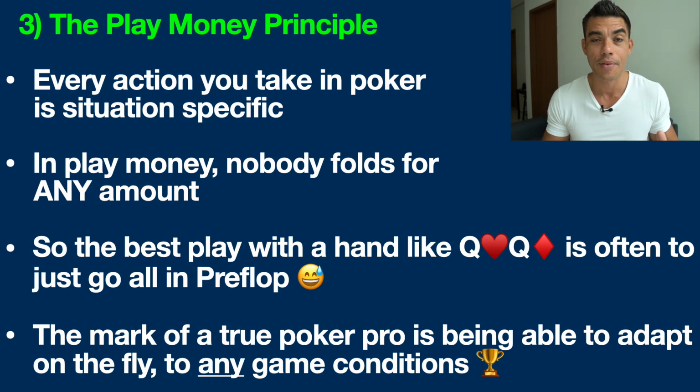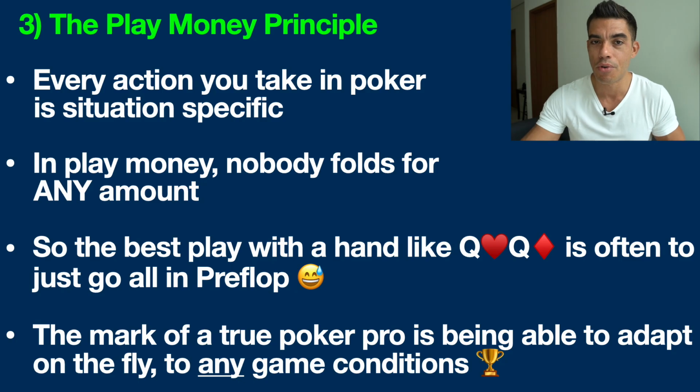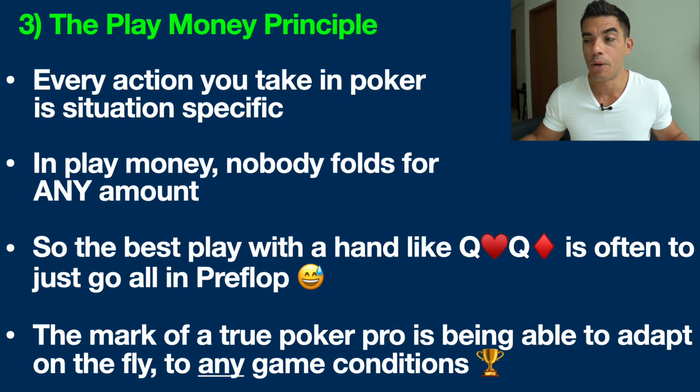Now, if you have ever played any of these fake money games on the internet, you know that nobody folds their hand for any amount. In fact, if you're playing at the lowest stakes play money games, you will know that even if you go all in pre-flop, you will often get 2 or 3 callers. They will call you with King-4, 10-7, for literally something to do. They will call all in pre-flop.